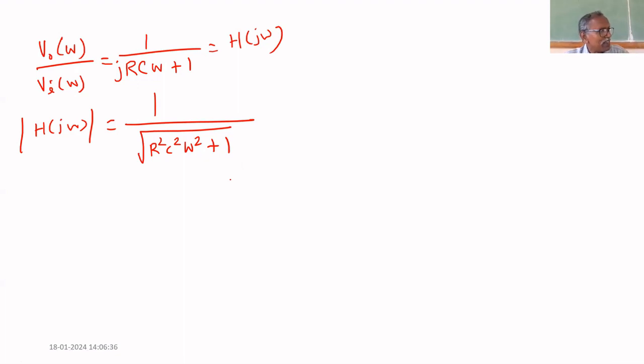I think you might have studied this. How to find magnitude? Magnitude of a complex number alpha plus j beta: what is the magnitude of this? Square root of alpha square plus beta square. That's why I wrote like this.